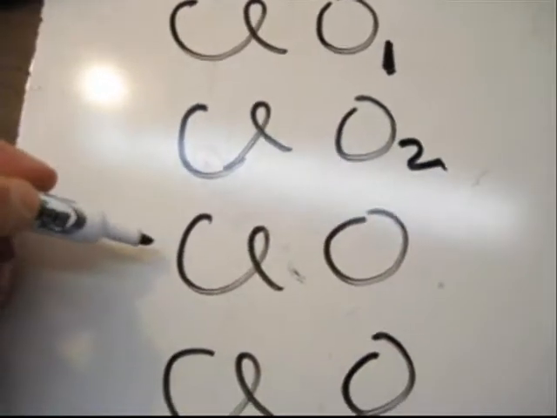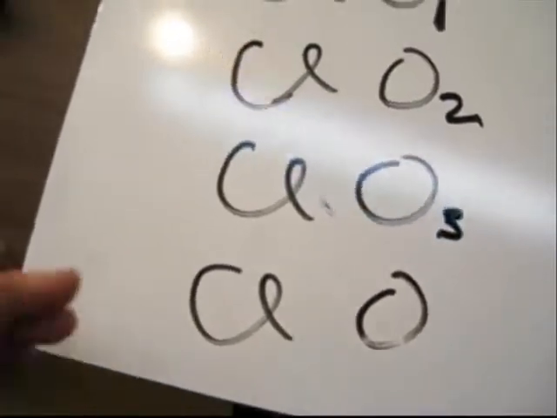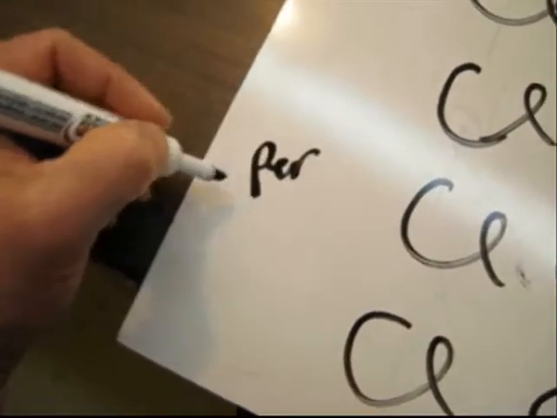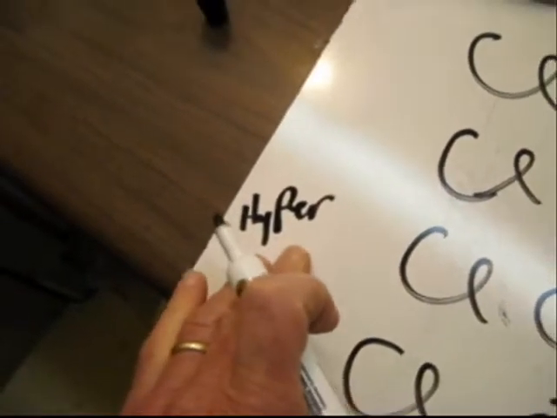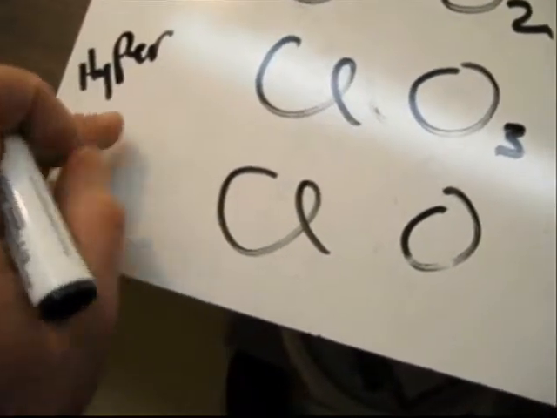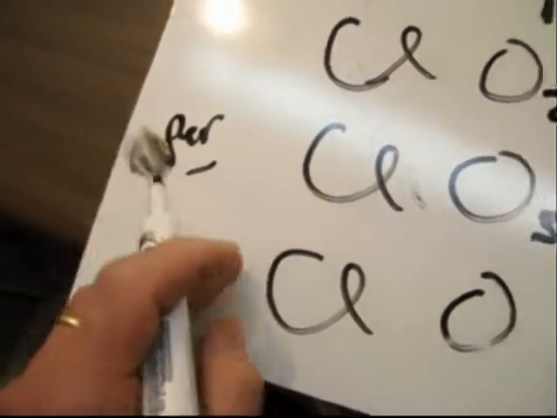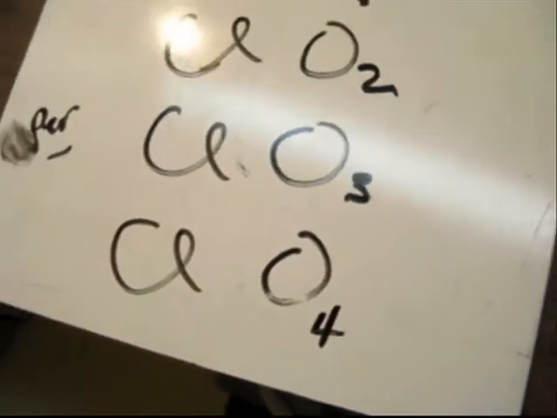Then we have chlorate, it's going to have 3 oxygens. And the fourth one on the list is perchlorate. And the per prefix here is short for hyper. And something that's hyper, like hyperthermic or hyperactive, has excess or more or beyond. So hyper, and they shorten it to just the per part here. So perchlorate is going to be the one that has the most oxygen. In this case, it's got 4.